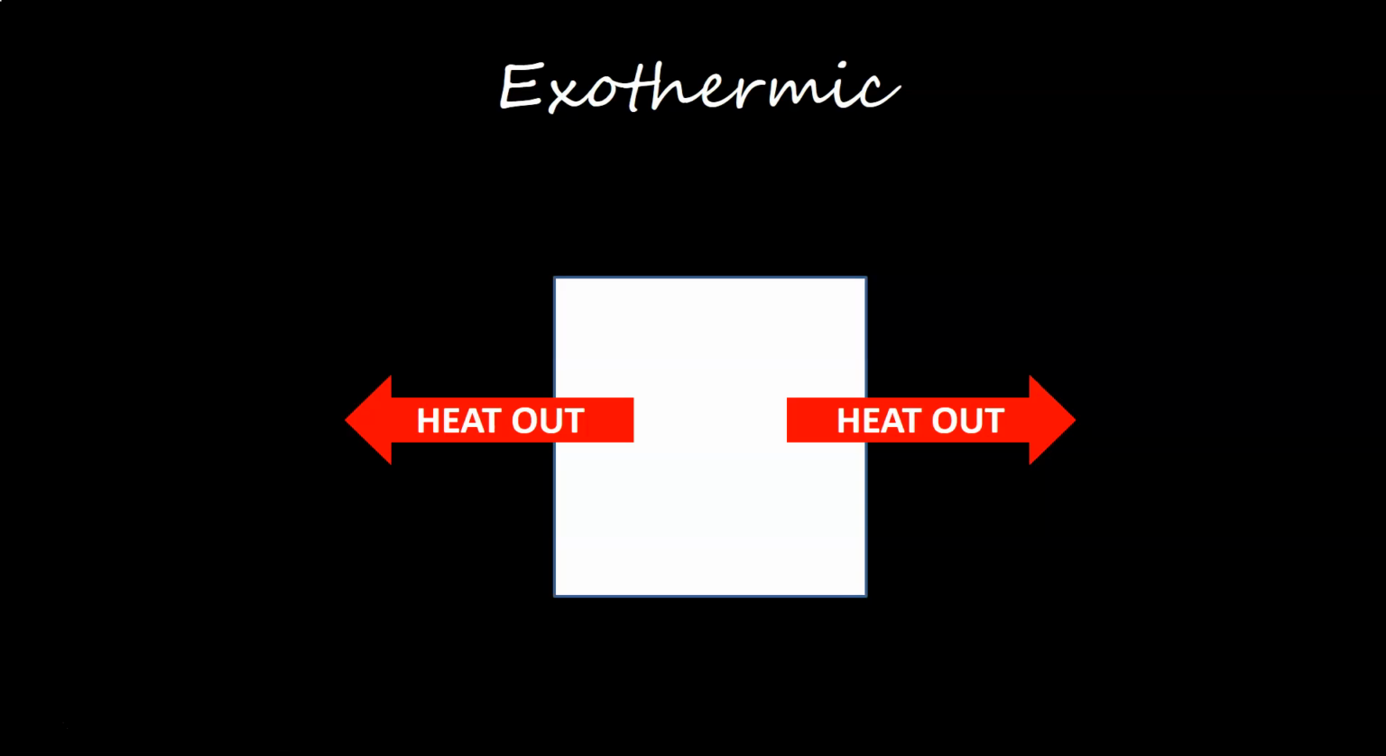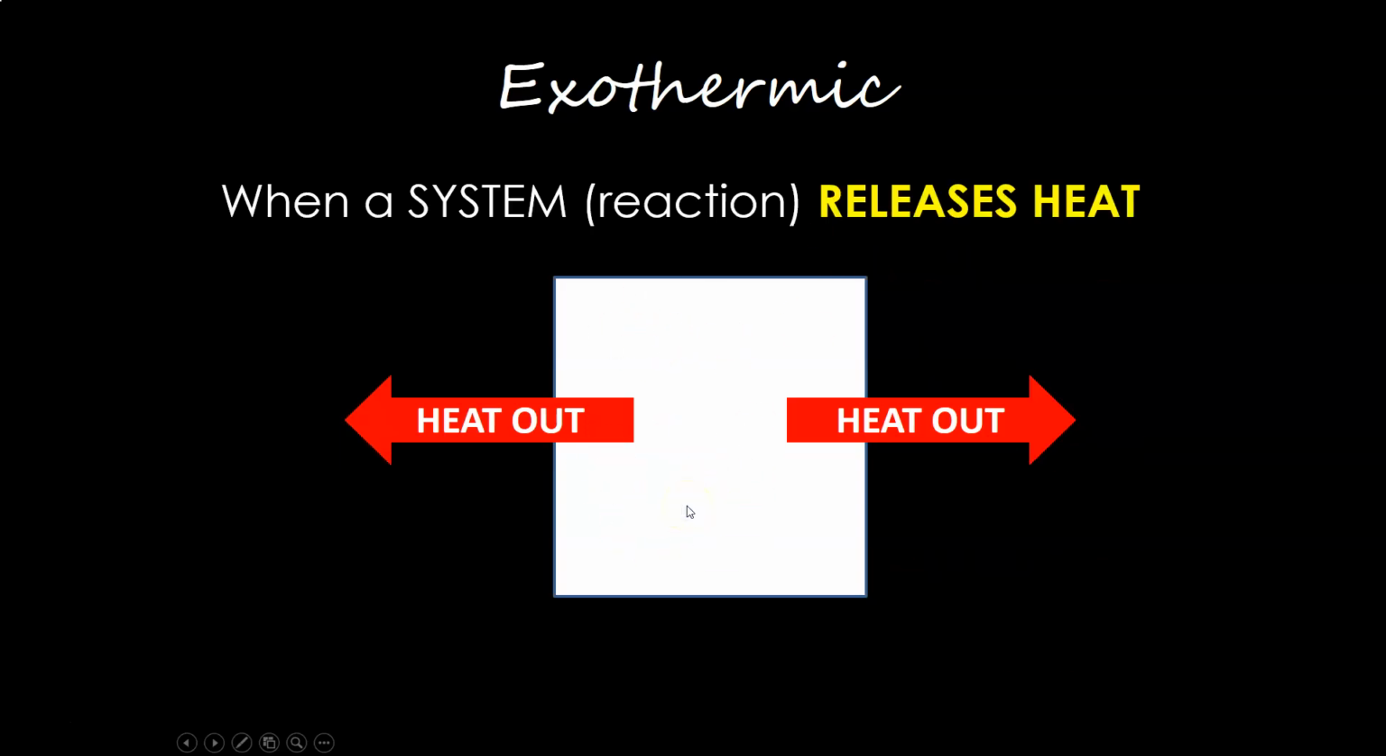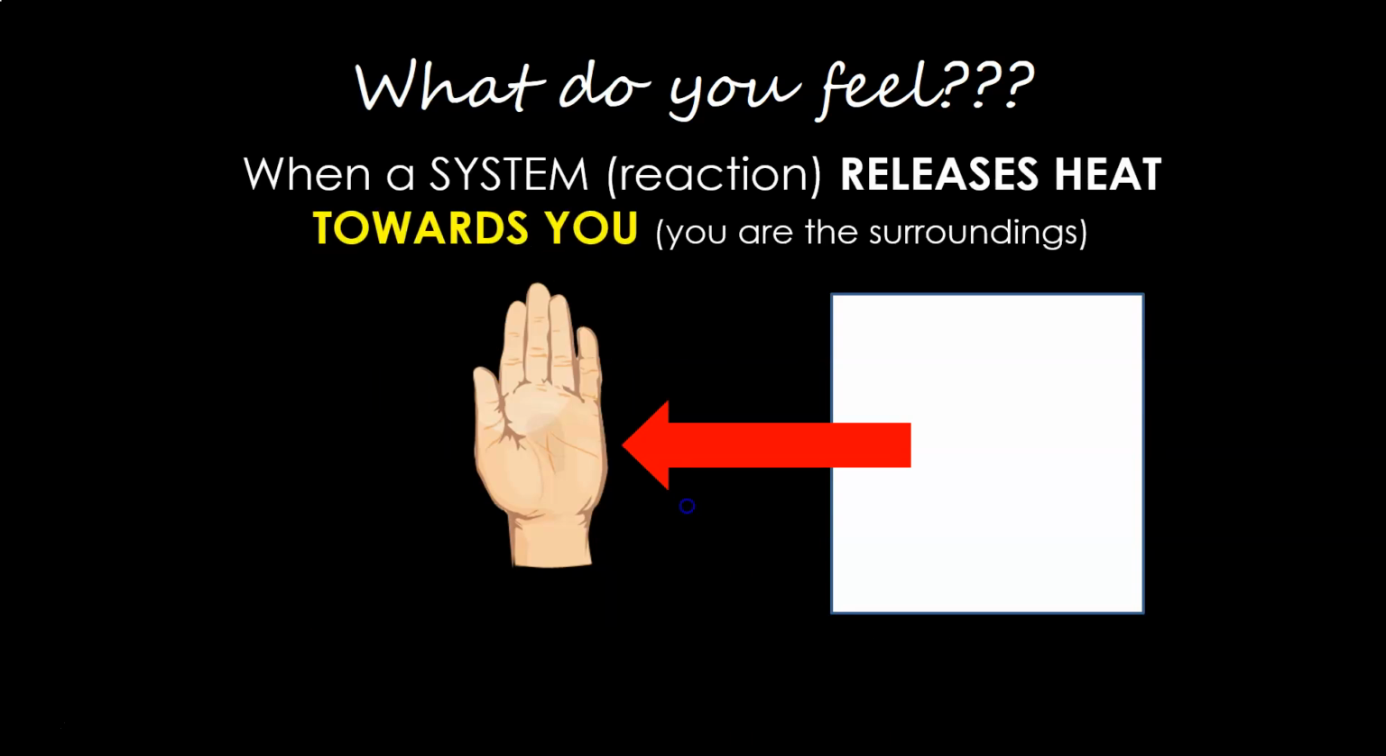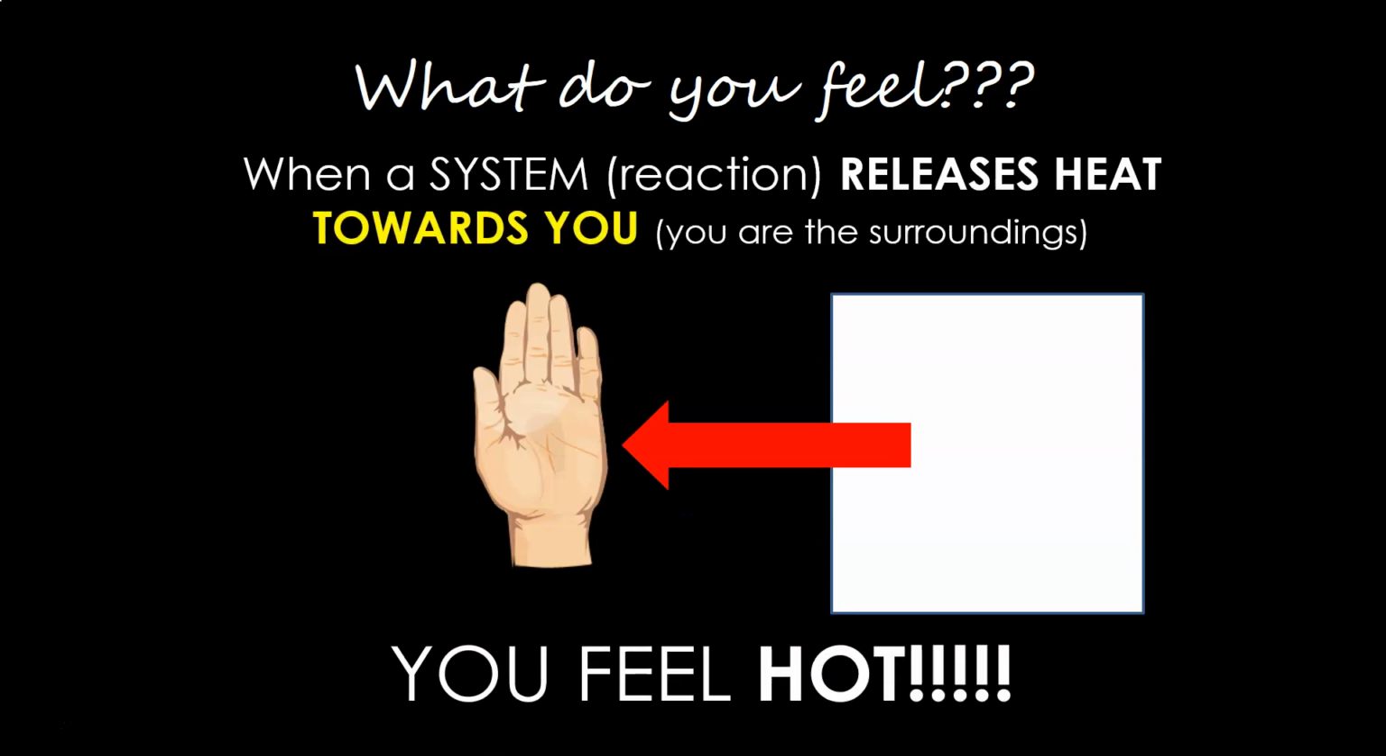Exothermic is the opposite. The system, the object or the reaction, the chemicals themselves, are releasing heat. Heat is being released. And so we are going to feel hot because the energy is being released towards us.